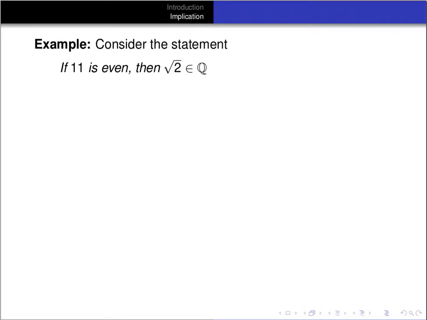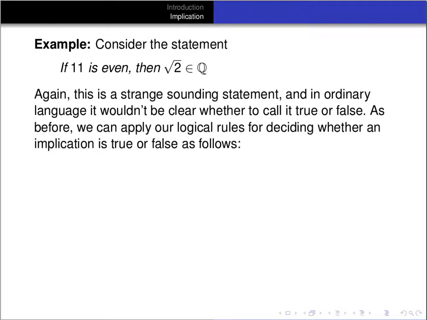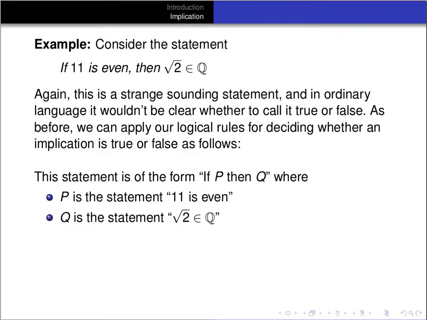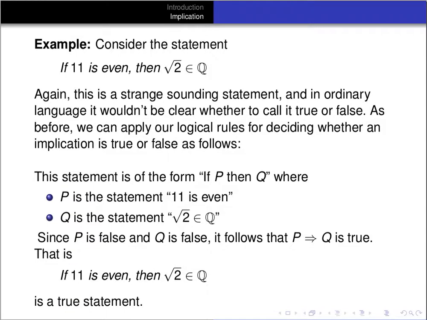Then one last example, let's consider this statement: if 11 is even, then square root of 2 is a rational number. Well, it's a strange sounding statement. In this case, when we apply our logical rules, we notice that we have 11 is even as the hypothesis, p, and root 2 is a rational number as the conclusion, q, in the if p then q form. Those are both false statements, and so according to our truth table, we call p implies q true. So the statement if 11 is even, then square root of 2 is a rational number, we would say that's a true statement.